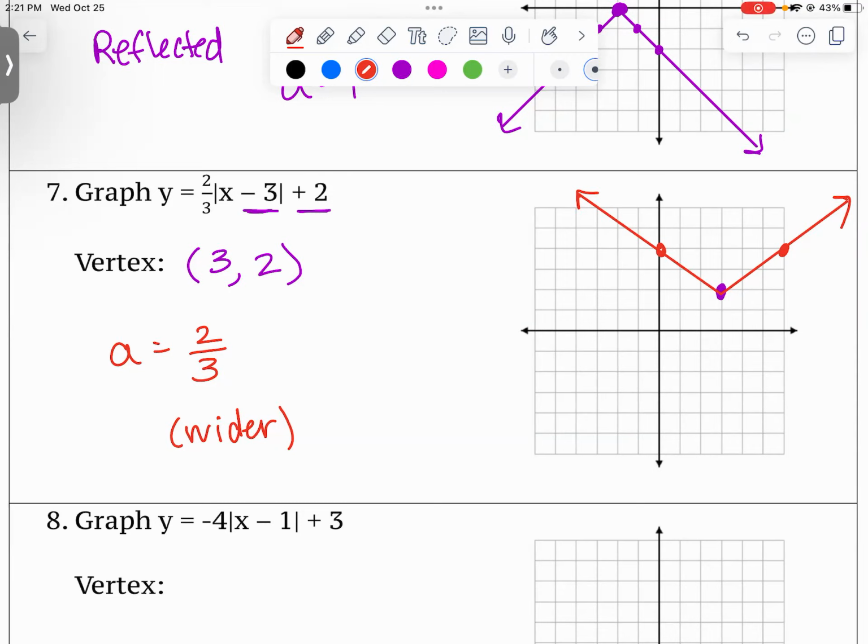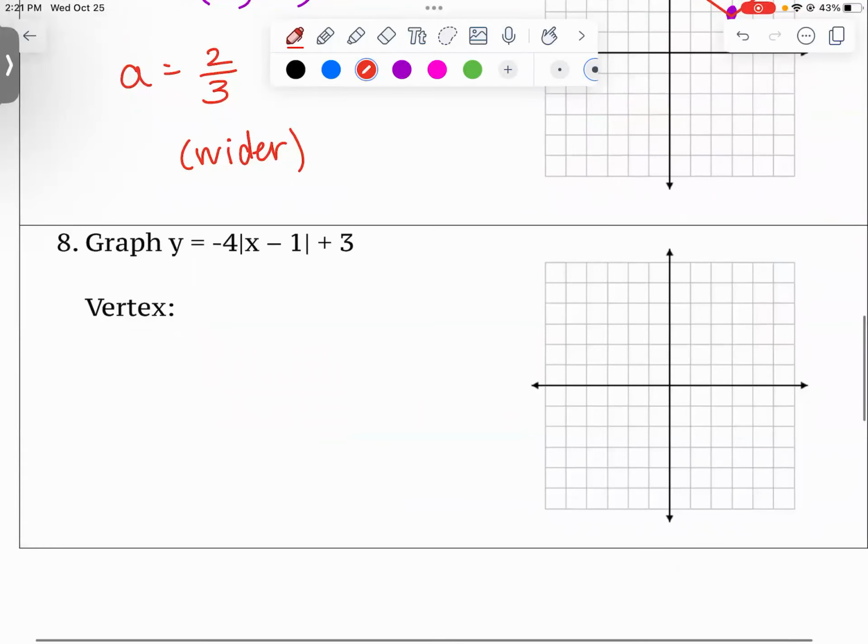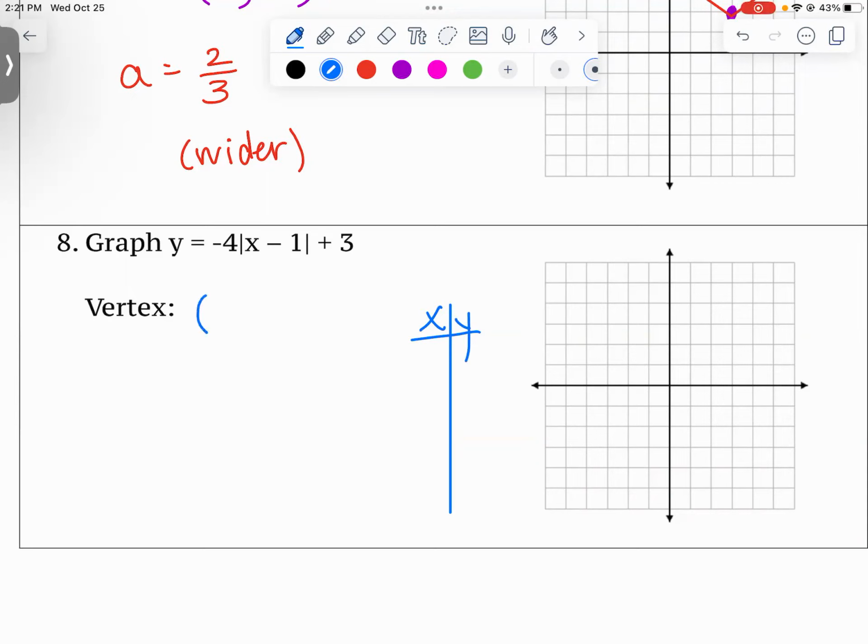These are notes. Okay. Now, I think that it is easier to count slope, but if you don't like that, you have this option. My vertex for number 8 is at 1, 3. So if you put that in the middle of your XY chart, you could pick a couple numbers on each side of your vertex.